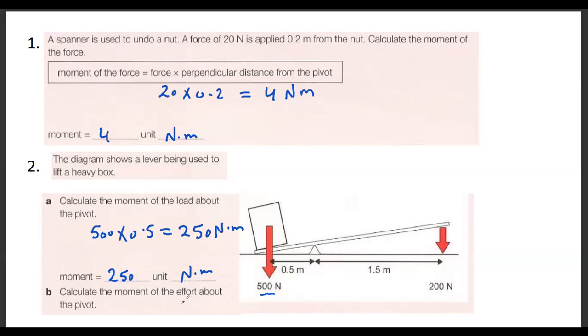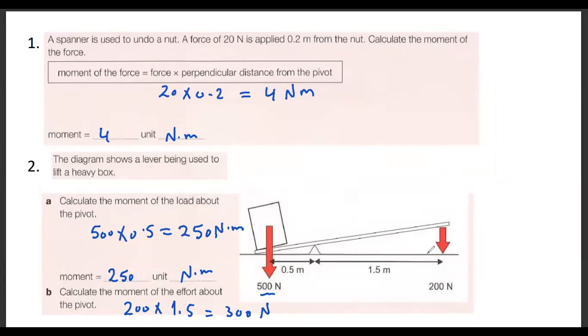Calculate the moment of the effort about the pivot. So we have here the effort of 200 Newton and the distance of the effort is 1.5. So what is the moment of the effort? So it's force times distance here, which is 200 times 1.5. We get 300 Newton meter, okay?